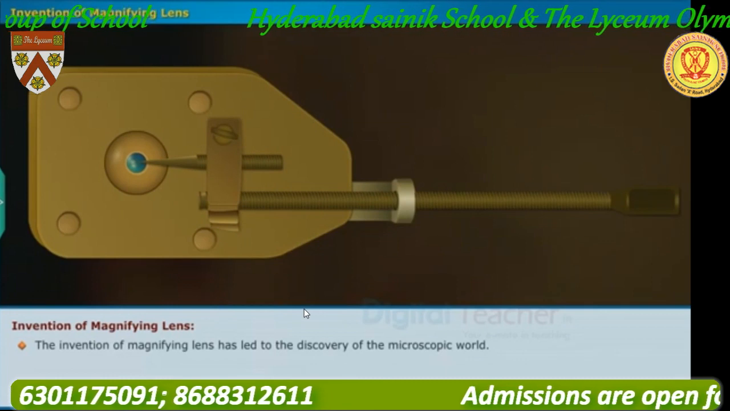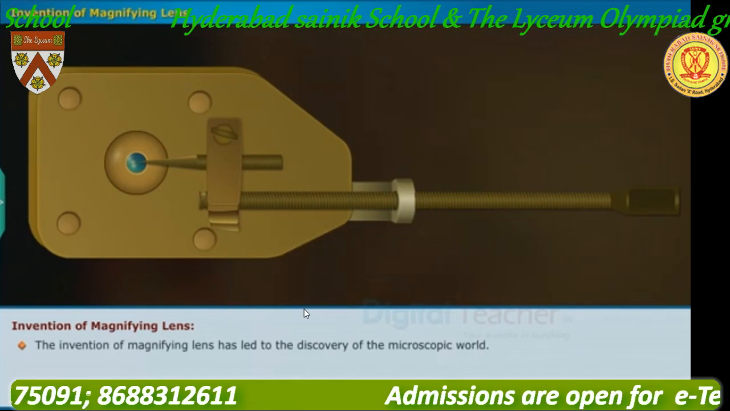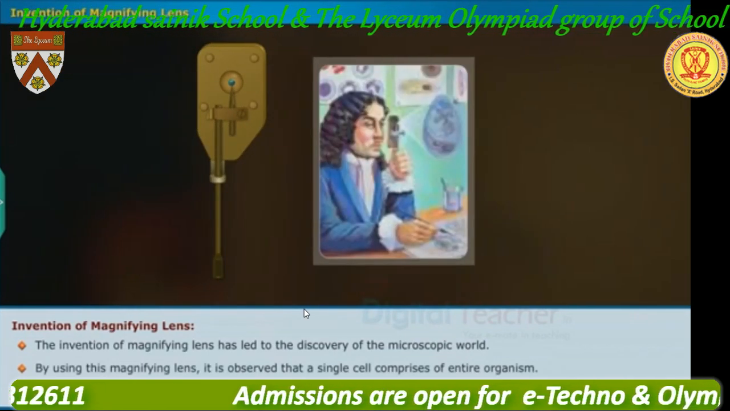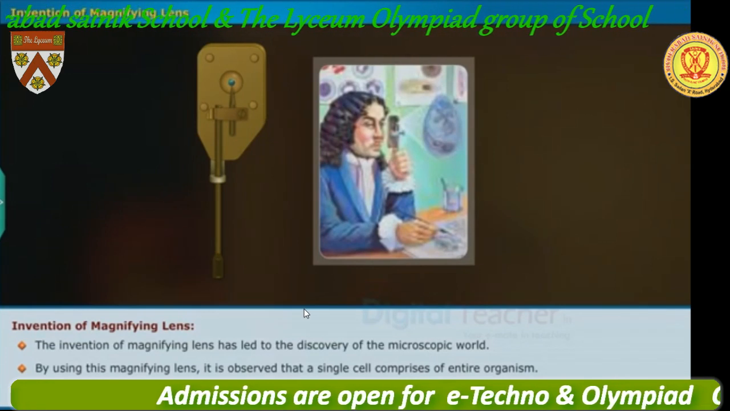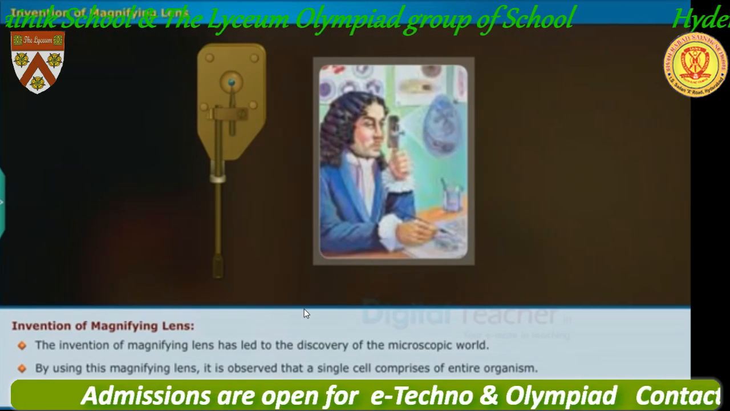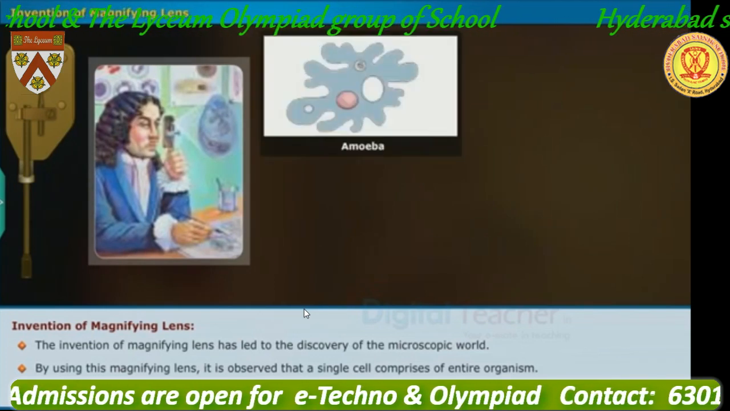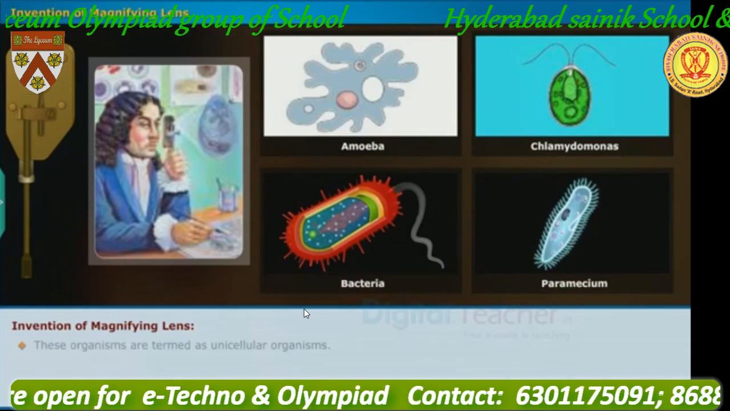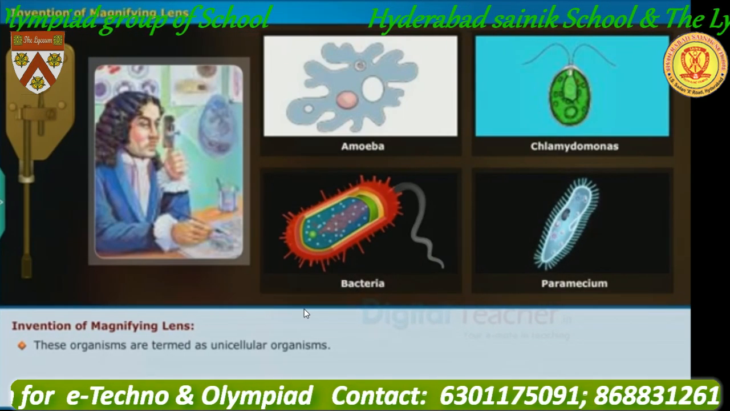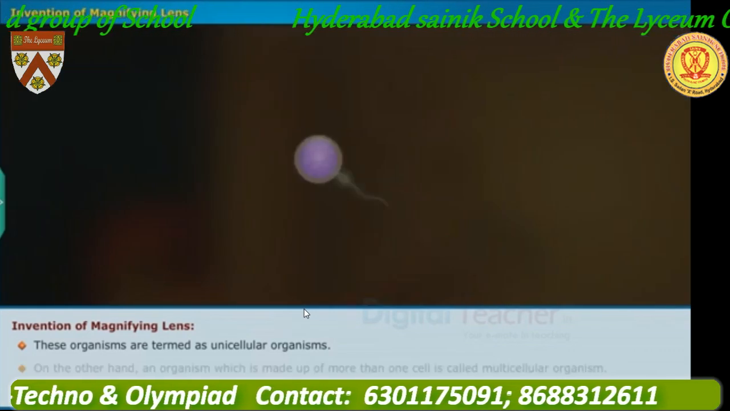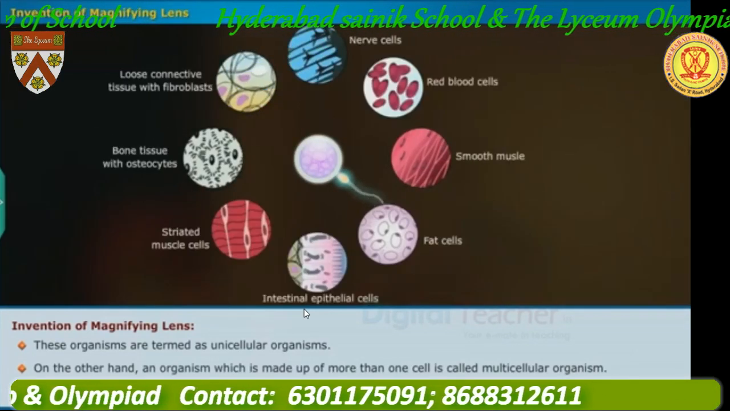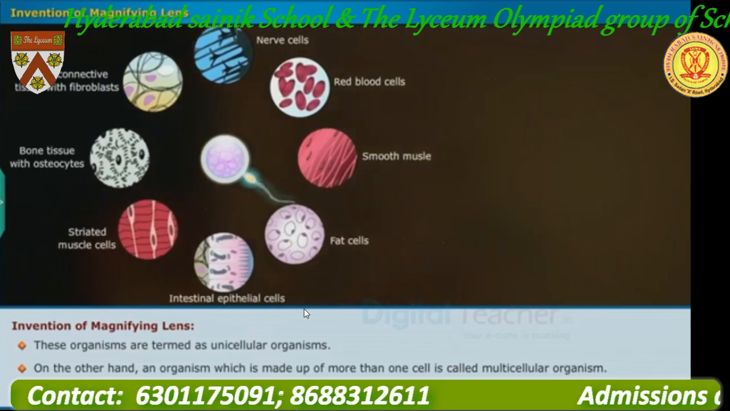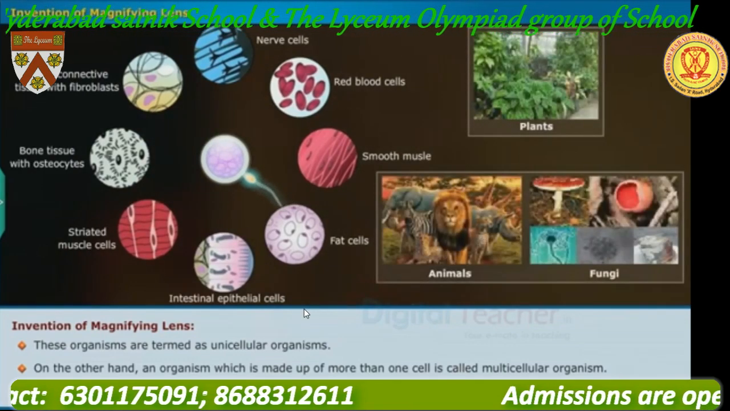The invention of magnifying lens has led to the discovery of the microscopic world. By using this magnifying lens, it is observed that a single cell comprises an entire organism. Examples: amoeba, chlamydomonas, bacteria, and paramecium. These organisms are termed as unicellular organisms. On the other hand, an organism which is made up of more than one cell is called multicellular organism. Examples: plants, animals, and some fungi.